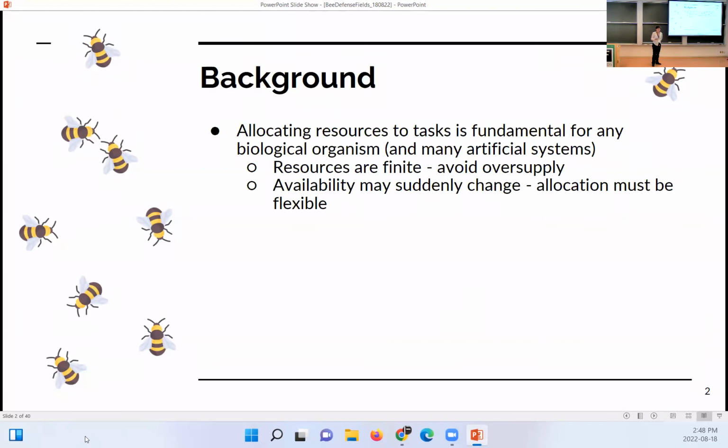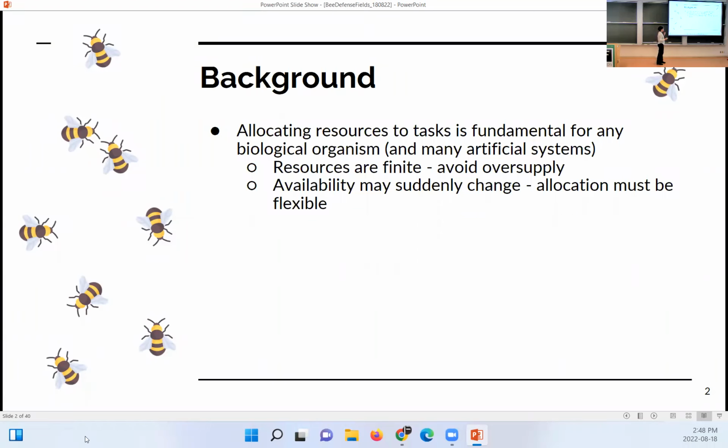Allocating resources to tasks efficiently is important for any organism and also many artificial systems. If you're an animal, you have to forage for food and spend your energy on reproduction and getting more food, and you have to decide how to allocate your time, food, and energy. And even more if you are a colony of insects or just a group of individuals, you have to allocate your resources inside your society in a way that everyone gets what they need and all the demands are being supplied for.